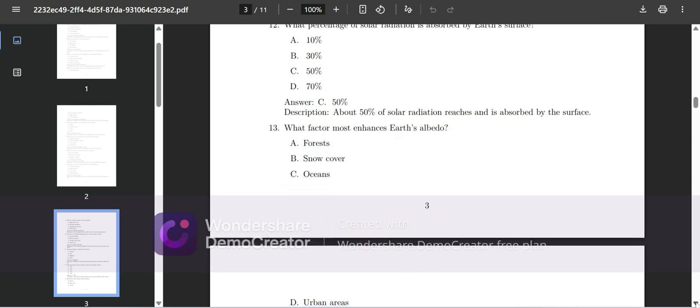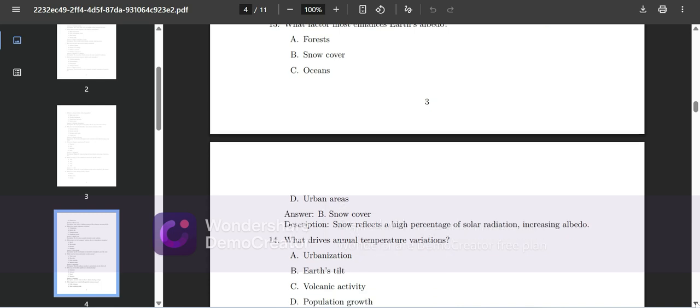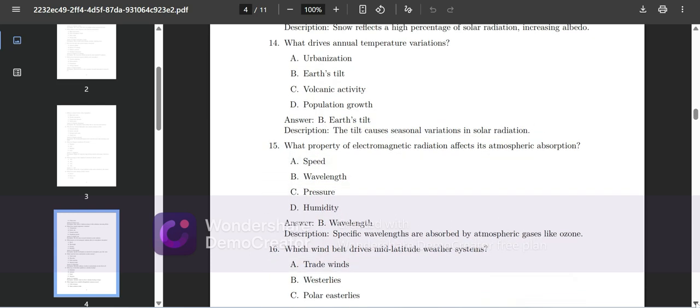What factor most enhances Earth's albedo? Snow cover. Snow reflects a high percentage of solar radiation, increasing albedo. What drives annual temperature variations? Earth's tilt. The tilt causes seasonal variations in solar radiation.